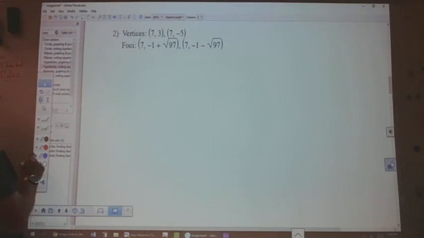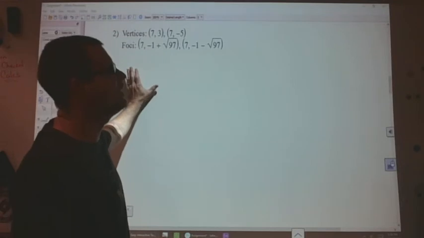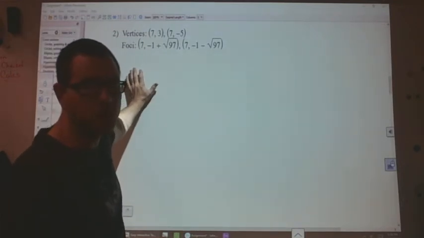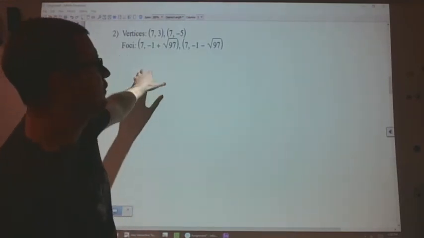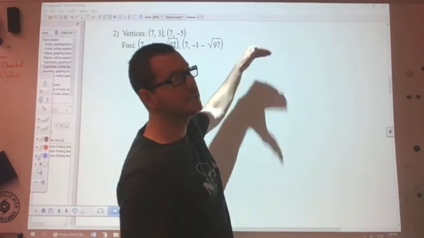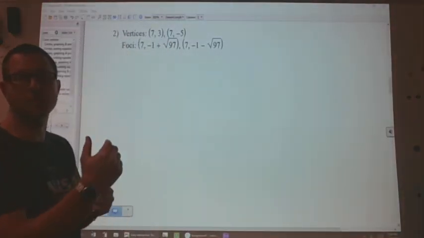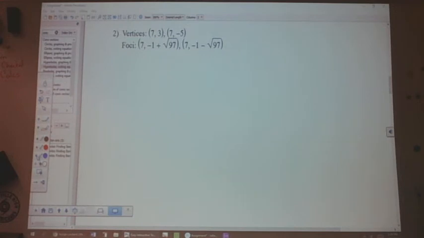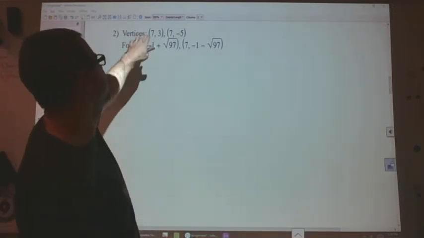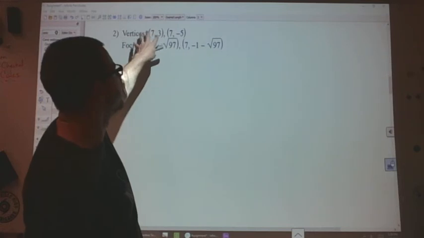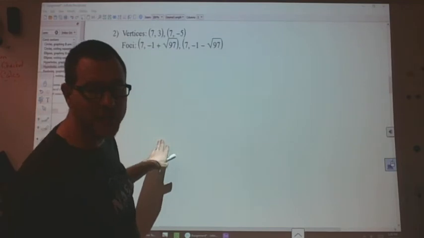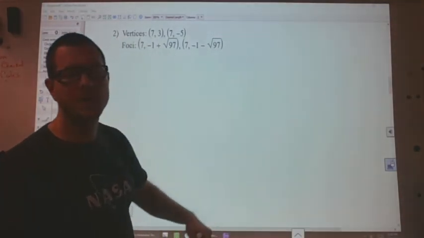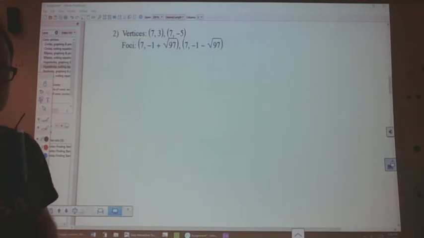All right, well. Like all things, if I can draw a picture of it, I'm going to try to draw a picture of it. Especially these. Because the first thing I need to figure out is the orientation of the hyperbola. Is it vertical or is it horizontal? And the vertices will tell me that. I know the vertices are the endpoints of the transverse axis. And the transverse axis is the one that cuts through the hyperbola. So that's going to help me figure out that orientation very easily.